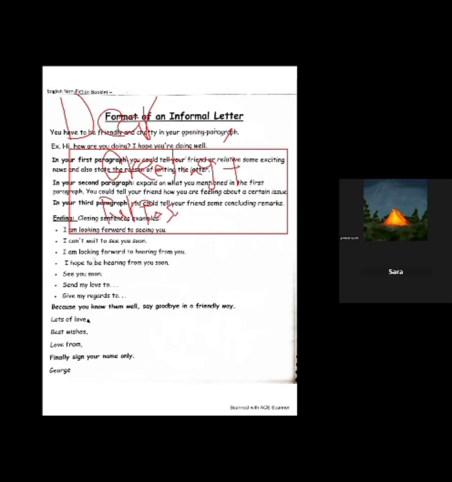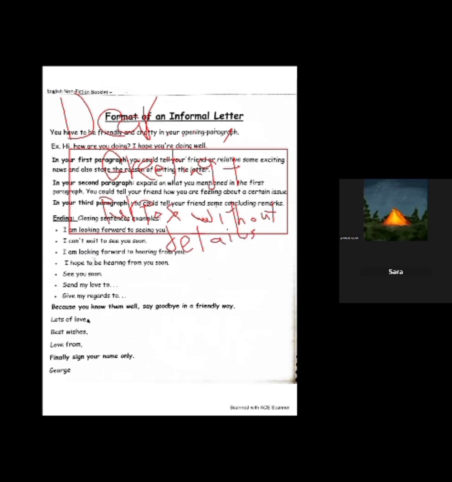So you should write what? The reason or the purpose, but without details. Without what? Details. Without details. That is in the first paragraph.